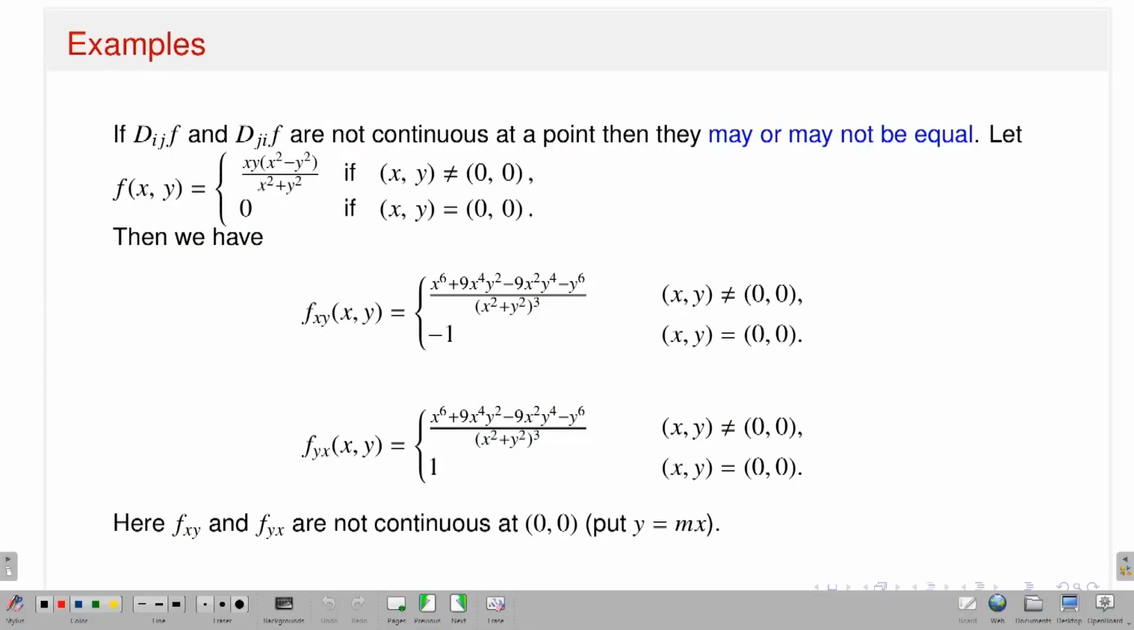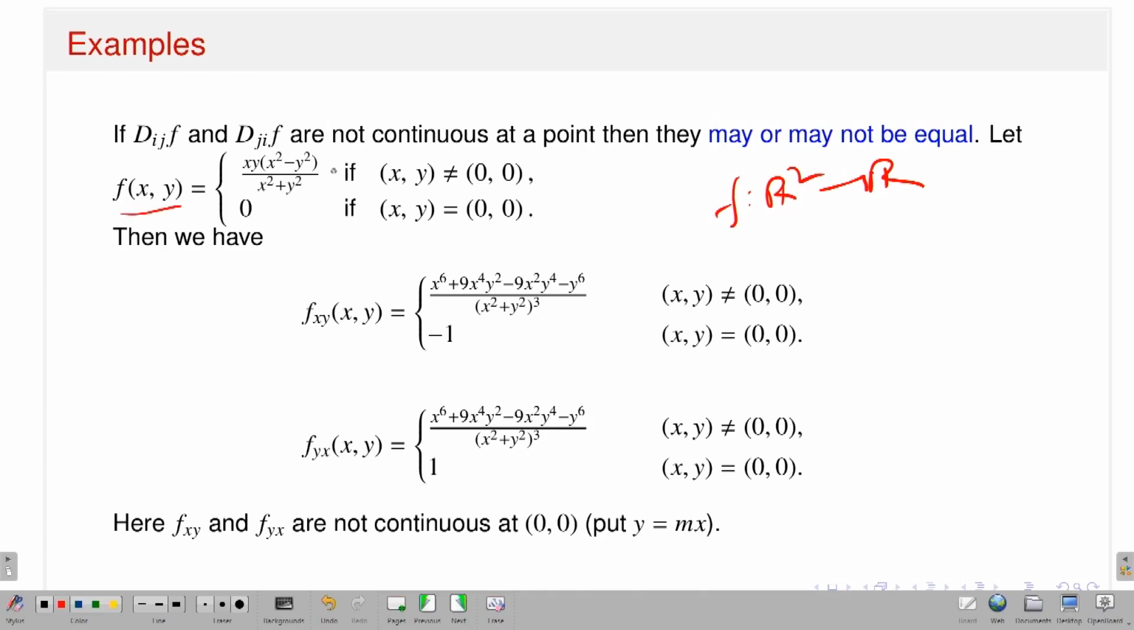Now I am going to talk about two examples where you will see that even if my mixed partial derivatives exist but are not continuous, in some cases they are equal and in some cases they are not equal. So this is one of the examples. You have already seen this kind of example in my last lecture. This is a function from R2 to R. I already calculated the mixed partial derivatives at the point 0, 0. This is the breaking point.